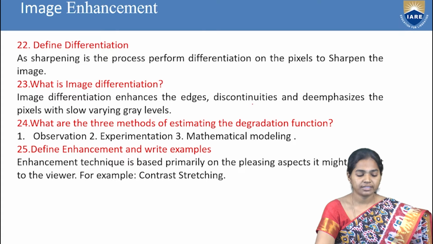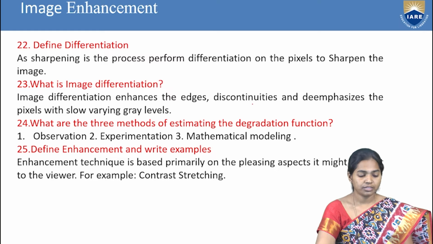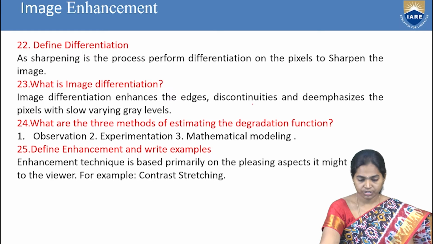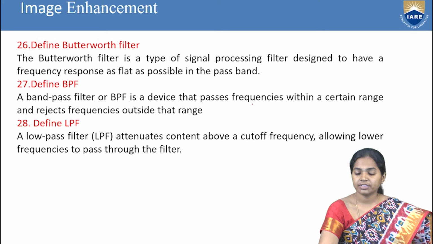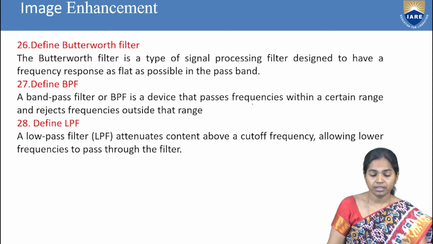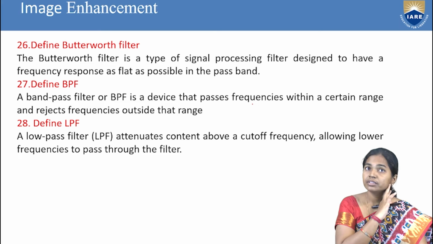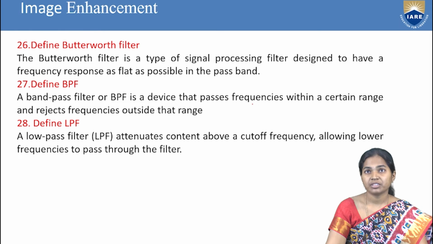Define enhancement and write examples. Enhancement techniques are based primarily on the aspects an image presents to the viewer, for example contrast stretching. Define Butterworth filter. A Butterworth filter is a type of signal processing filter designed to have a frequency response as flat as possible in the pass band. We have the low pass Butterworth filter and the high pass Butterworth filter.